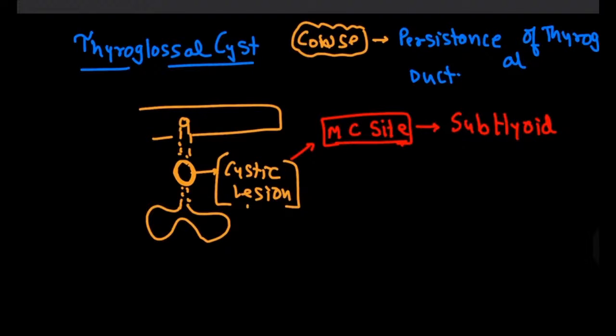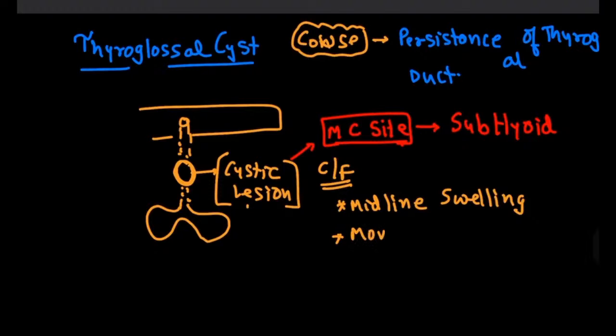Another important point is how will you diagnose it? As I was telling you, in this scenario the clinical feature was a midline swelling, and this swelling was mobile, moving with deglutition. This is what gives you the diagnosis of a thyroglossal cyst. So these are the important points regarding thyroglossal cyst.